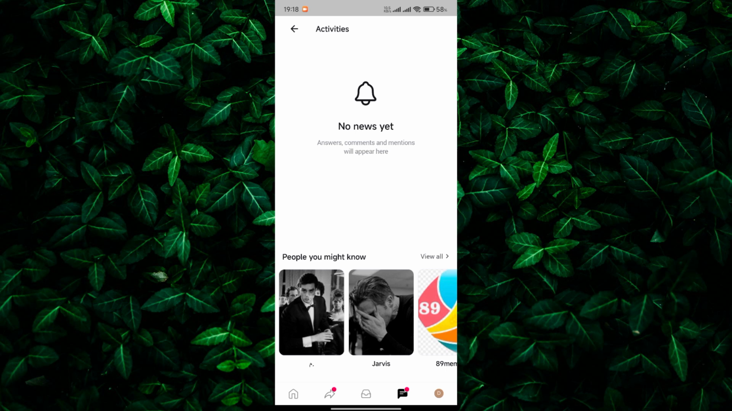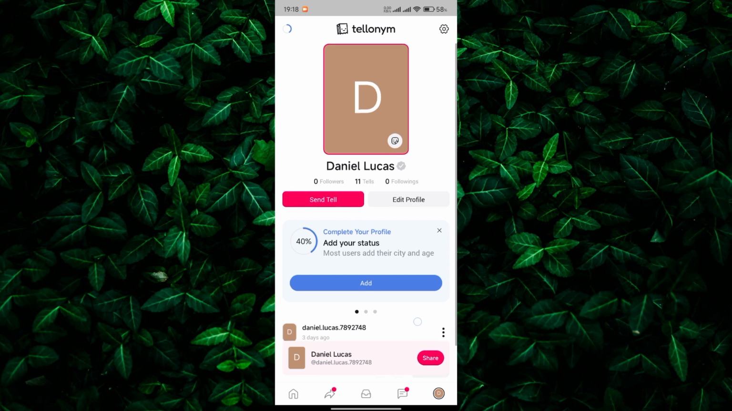So, are there any workarounds? Sadly, not really. There are some websites and apps that claim to unlock Tellonym anonymity, but these are usually scams or could even be harmful to your account. Stay safe and stick with the official Tellonym app.